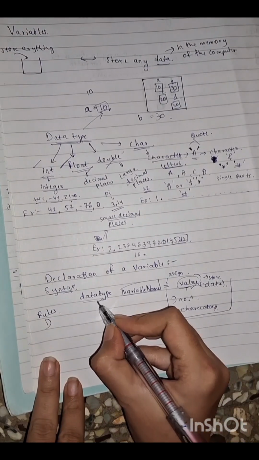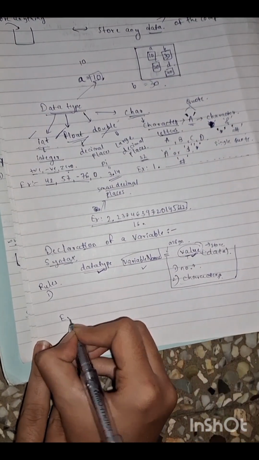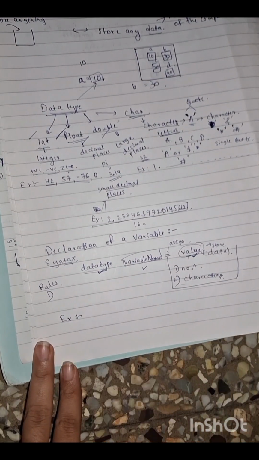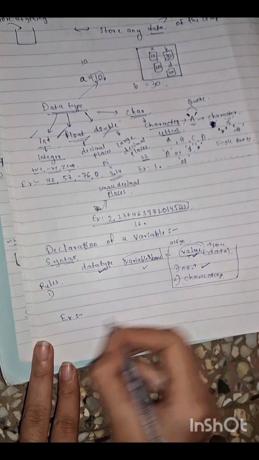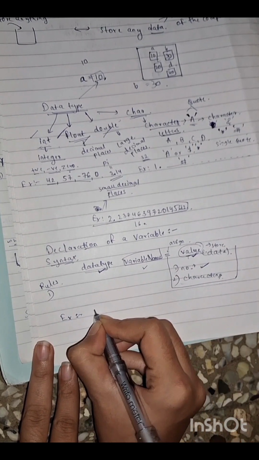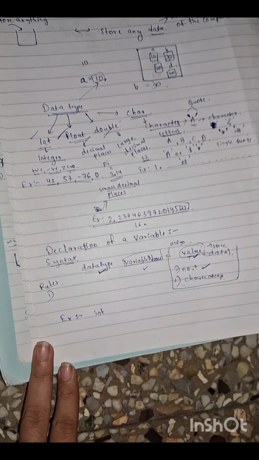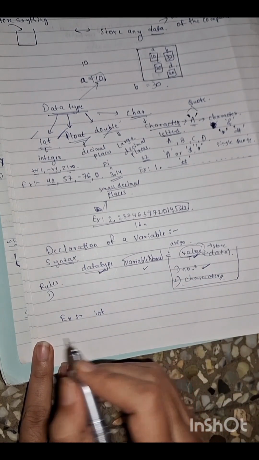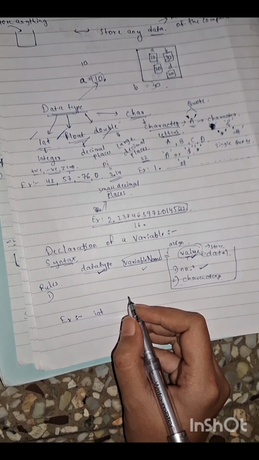Now we have discussed the data type, variable name, and value also. So now I will give one example. Say I want to store numbers. Which data type can I use? Int. And for the variable name, I can give any name, but it should abide by the rules.